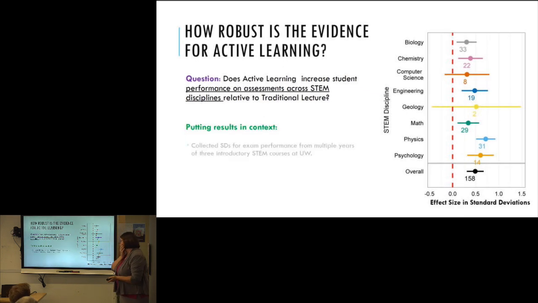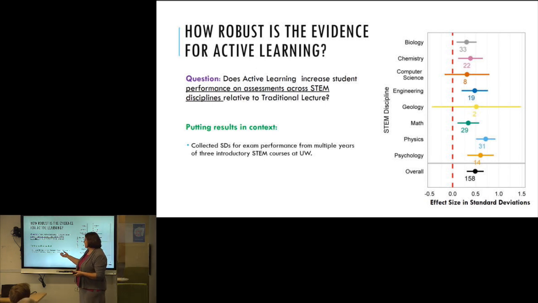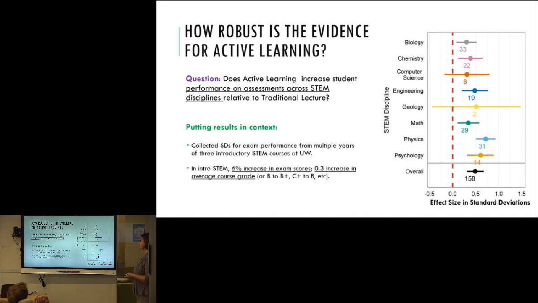So putting the results in context, what that means is going to differ by class. It depends on your standard deviation and your classes, right? But to try to get a general sense, we collected standard deviations on exam performance from multiple years of three introductory STEM courses, chemistry, biology, and math. What we found, at least at the University of Washington, is a half a standard deviation was a 6% increase on exams, or a 0.3 increase in course grade. So from a B to a B plus, or a C plus to a B. But again, it depends on what the standard deviations are. But that was trying to give us a little bit of context.